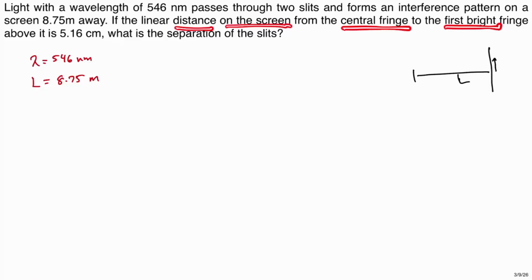Central fringe. What m is that? 0. It's the 0th one, right? Okay. So the central fringe here is m equals 0. First bright fringe, m equals 1. You know it's got to be an integer because it's a bright fringe. And what's the next integer after 0? 1. Okay. And then they give us the 5.16 centimeters.